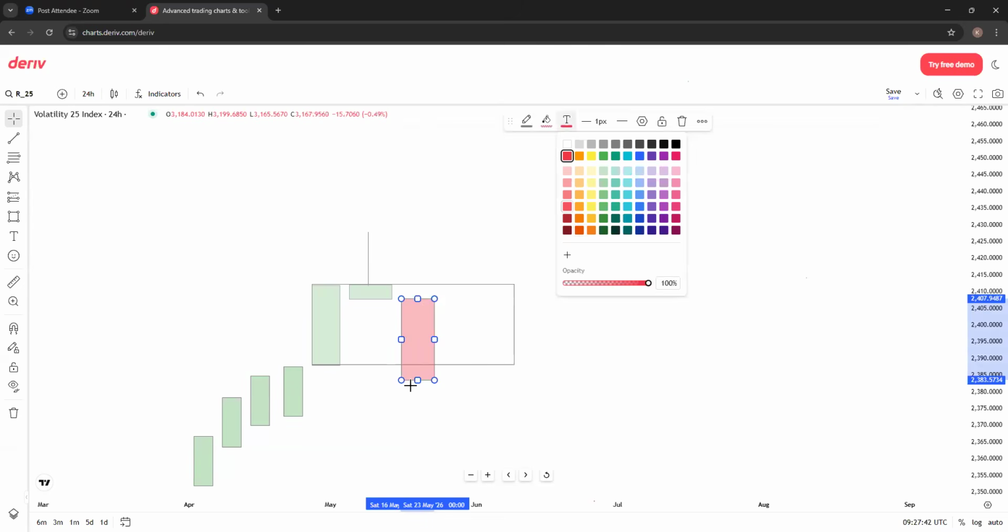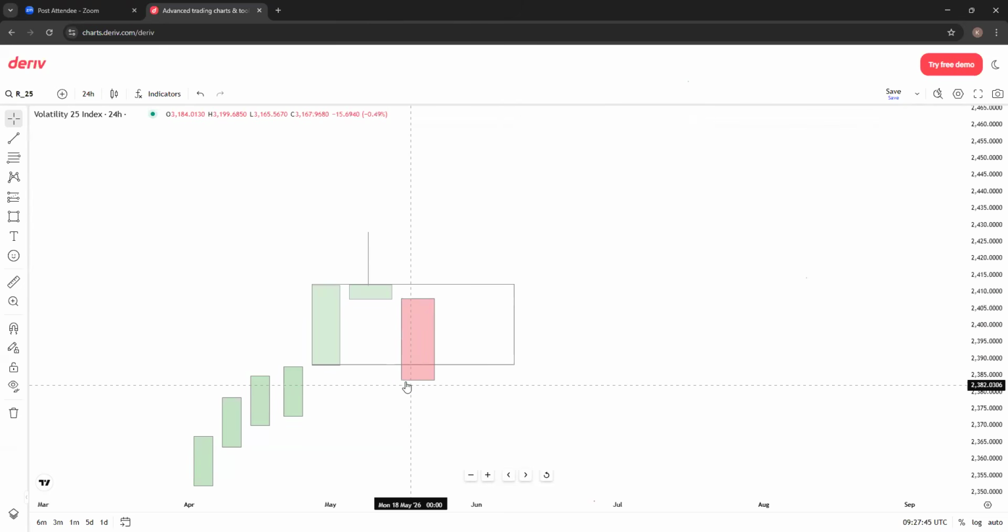Now, why do we need to see a full body break? If we don't get a full body break, but we get a rejection at this area, it means we haven't broken, right?